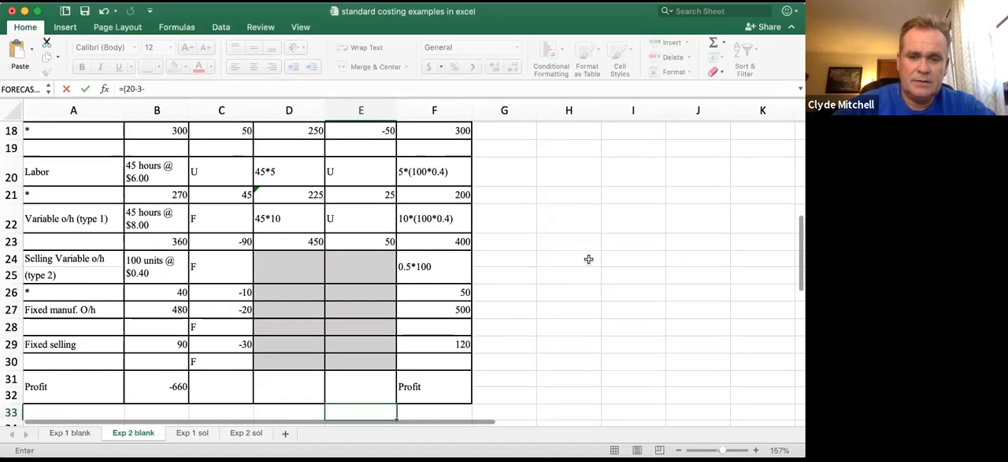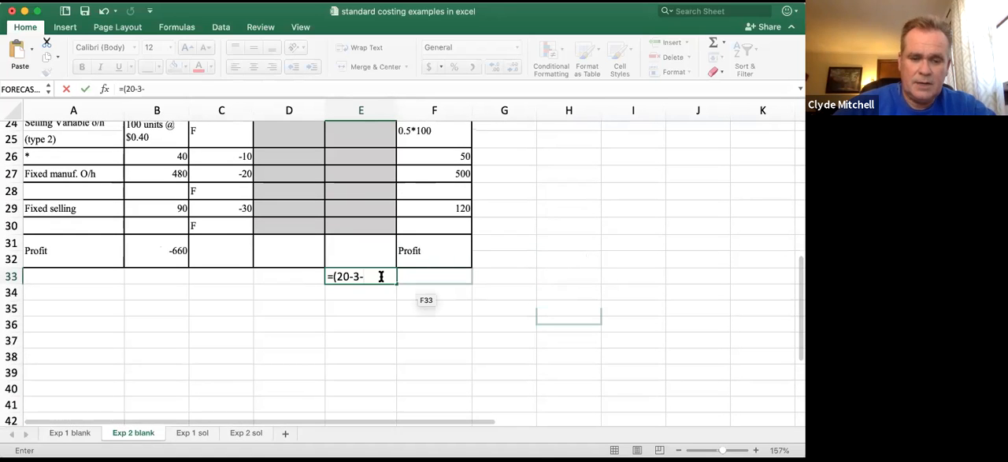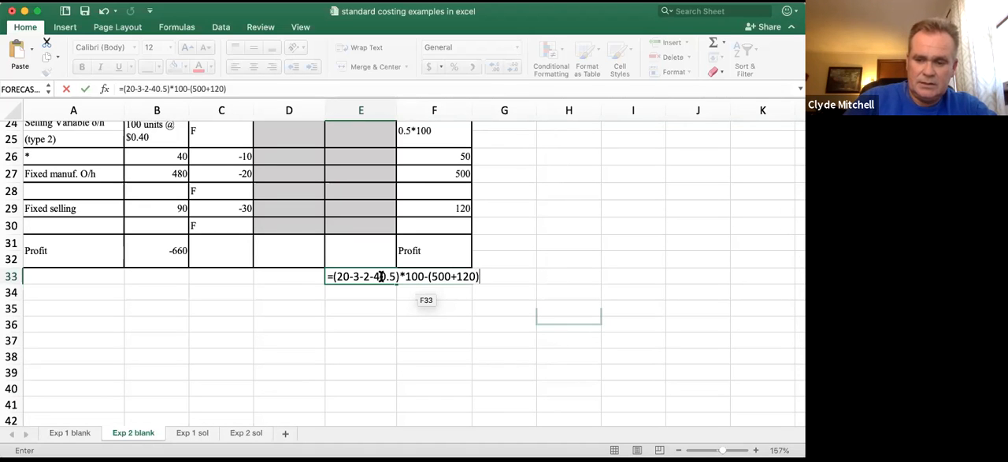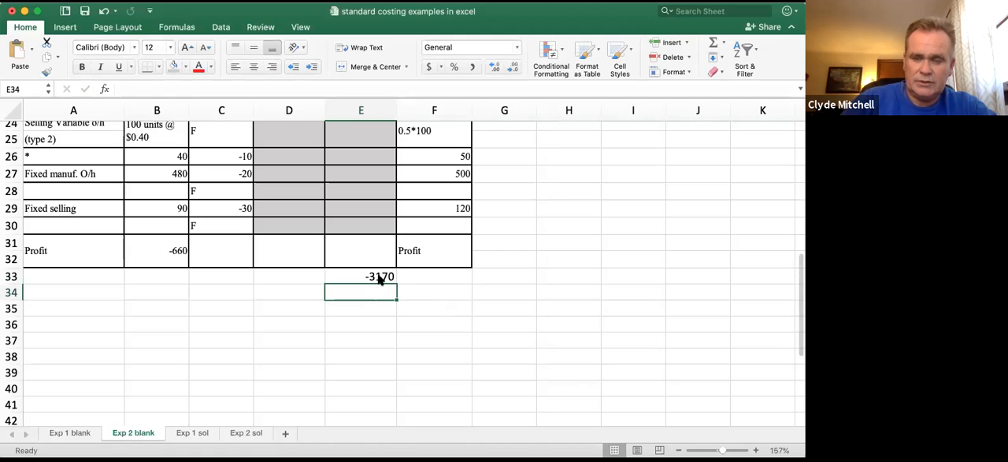Let's go down here. Minus 2, minus 4, and then minus 0.5 for the variable selling overheads. We multiply that by the number of units, which is 100. And then we subtract our fixed costs, which were altogether 500, and 120, and our profit should have been that amount.